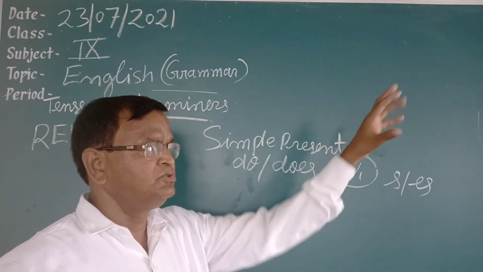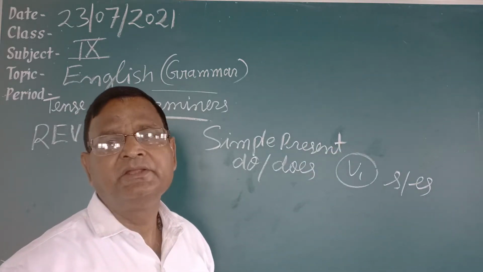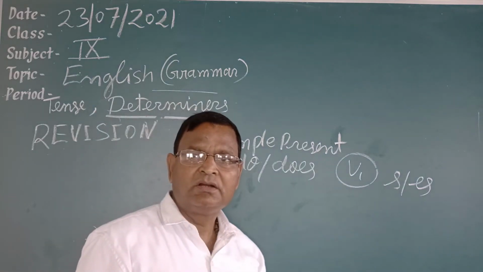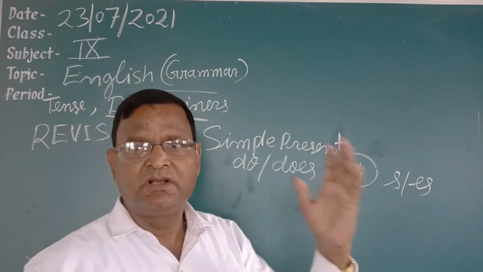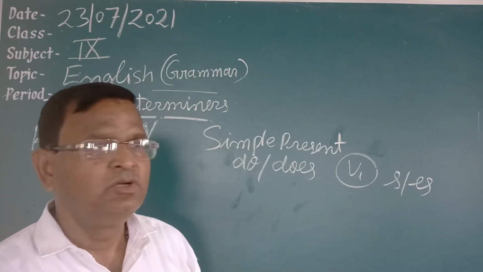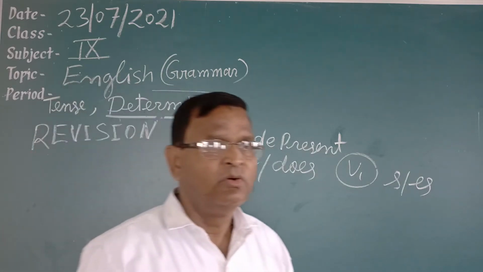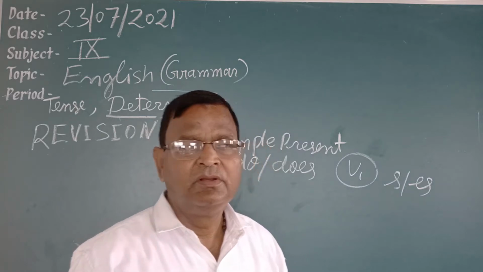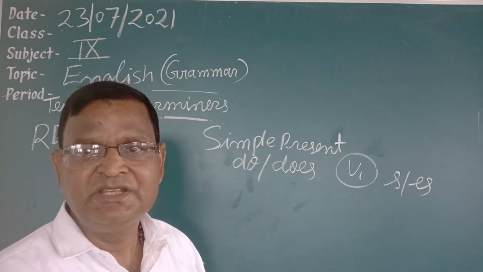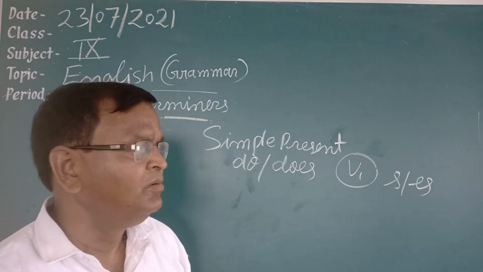In negative sentences, do not, does not is used. He does not go to school, I do not take tea, like that. In interrogative sentences, the helping verb comes at first, or the interrogative words come at first. Like, do you go to school? Do they play cricket? Where do they play cricket? Why do you weep? When does she eat food?